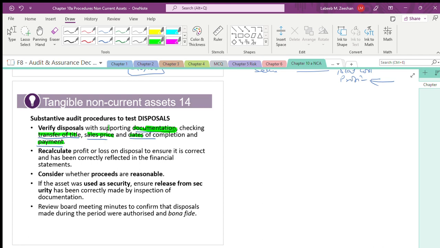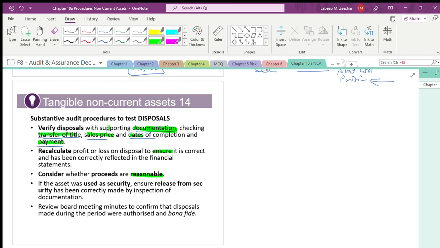The second one, you will recalculate. As an auditor, you will do this to convince yourself, to assure that, yes, profit on disposal has been recalculated to ensure that it has been done correctly. Consider whether proceeds are reasonable. Whether you have sold the product at a reasonable price. You should not sell at a higher price, or most likely you should not sell at a very low price.